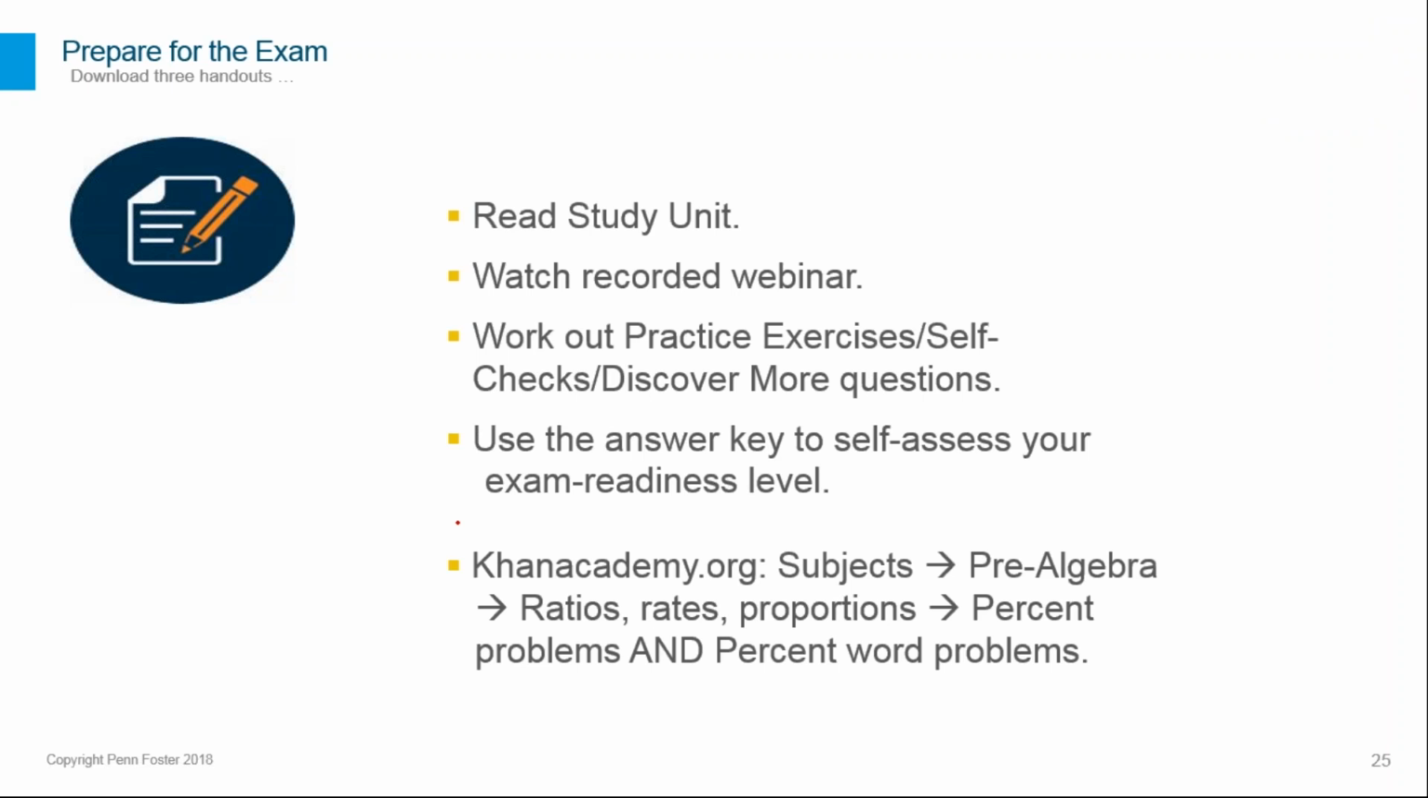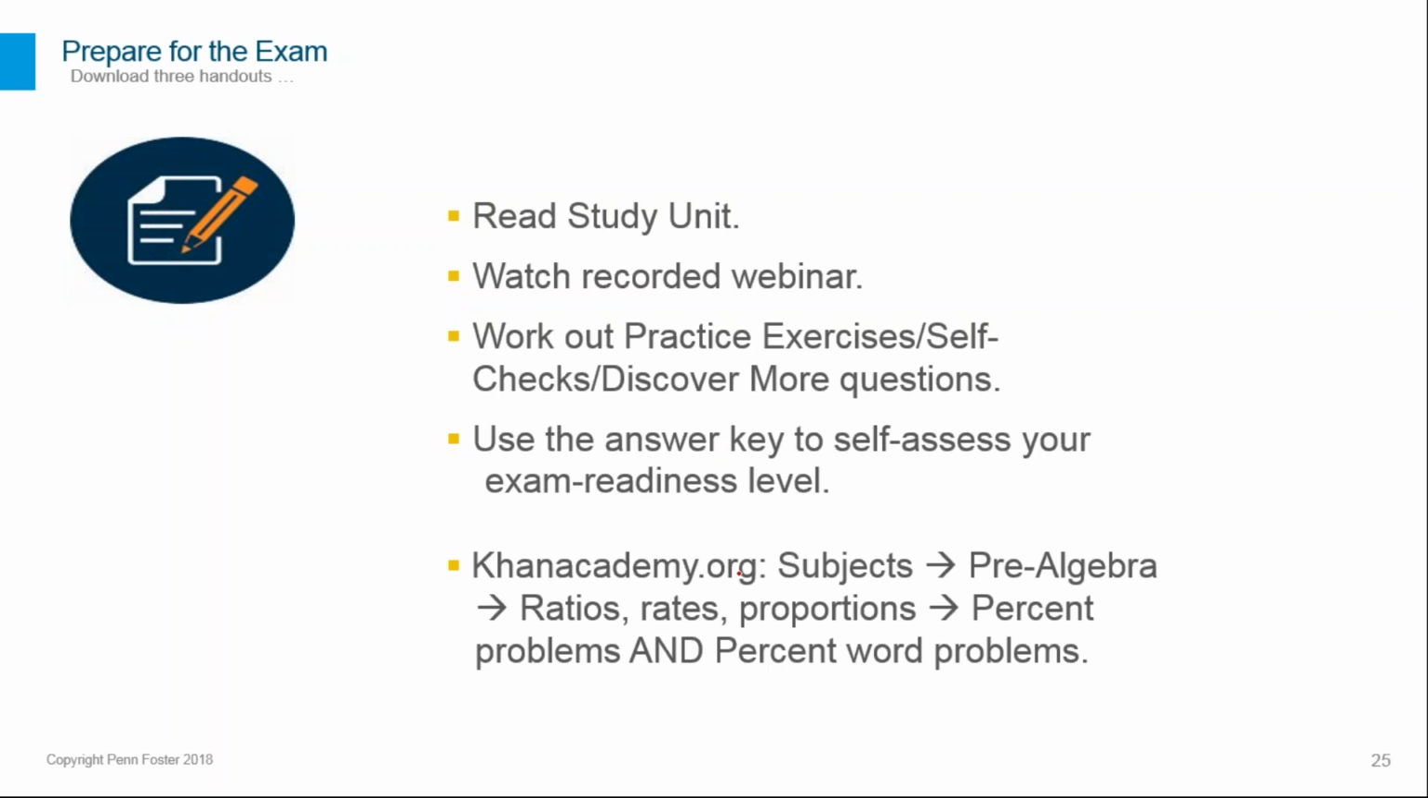How to study for the exam: of course, you want to read your unit. You want to read your lessons. You want to do the discover more questions or practice questions within your lessons. If you cannot do all of them, do at least half of them. If you feel that you're not comfortable enough on the topic, then do all of them. You can rewatch the webinar. You're going to get the recorded webinar in a couple of hours today. You can use the answer key for the discover more questions or the practice questions. They are provided for you for the purpose of self-assessment.